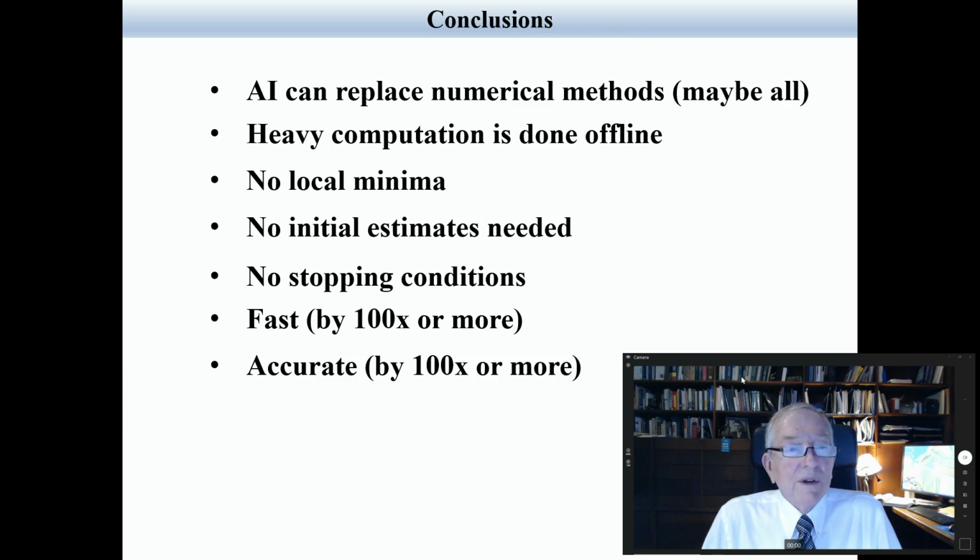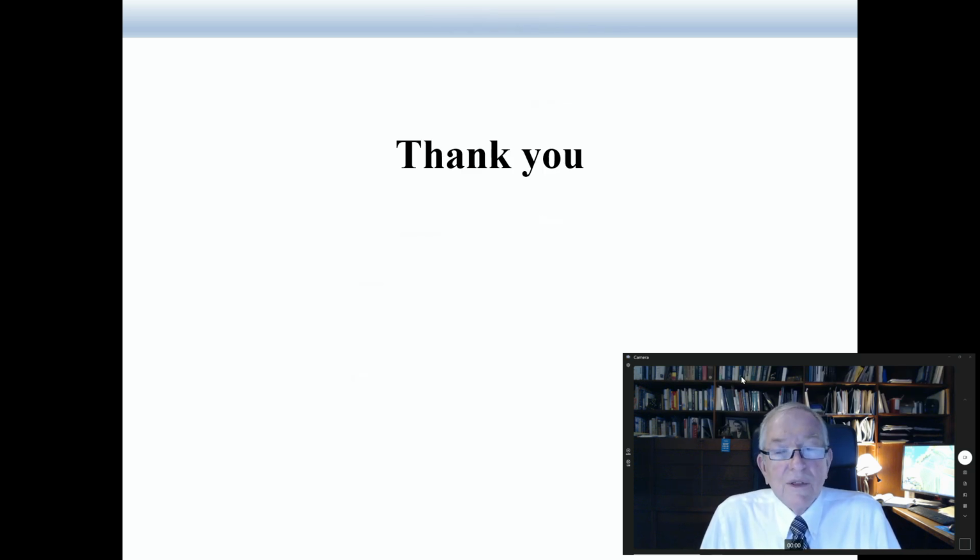And it's accurate. Well, it's accurate in the sense that by the time you fitted a curve to an assumed function, you're no longer doing a mathematical, numerical solution. And so that's what we're doing. We're approximating. So I think it's more accurate more often than not.